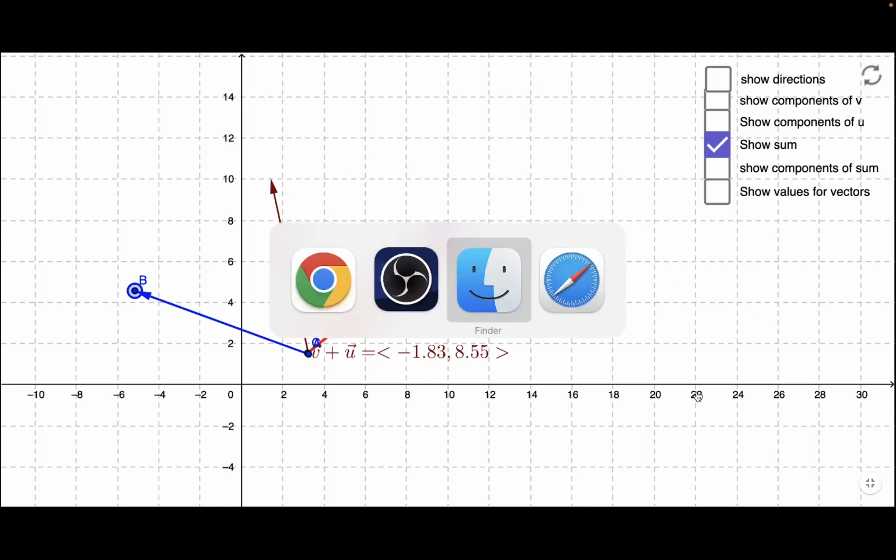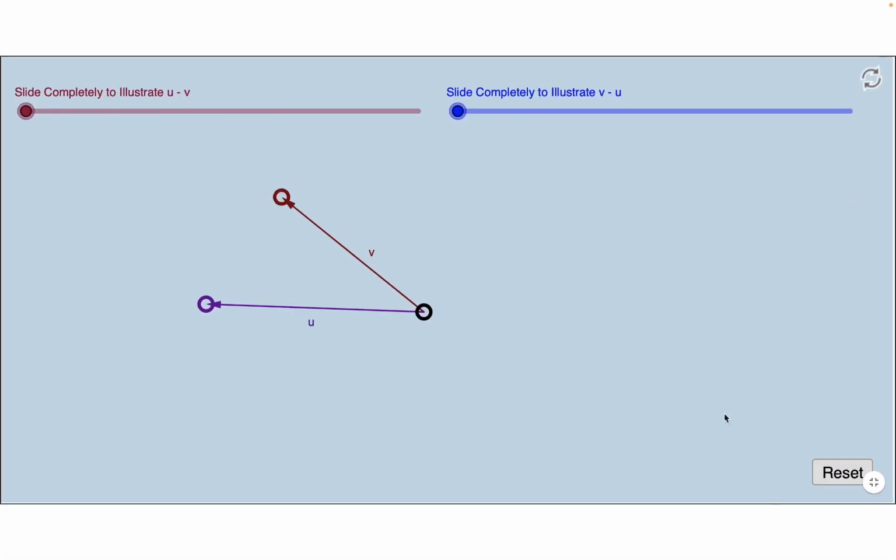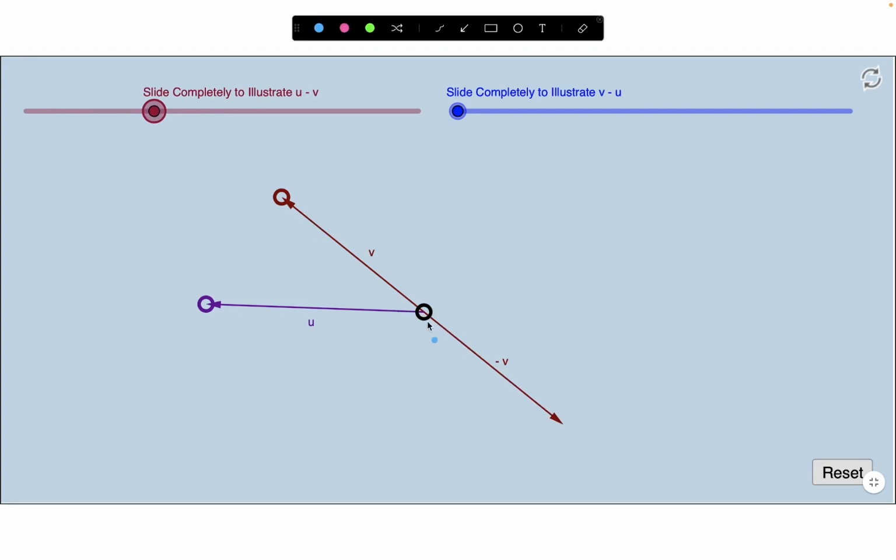Okay. Let's also understand how you can interpret subtracting two different vectors. Let's say for instance, we have two different vectors u and v again. I'm sliding this to illustrate u minus v. Now you understand that the direction opposite to whatever vector v you have is nothing but your negative v, isn't it? And let me slide through this completely.